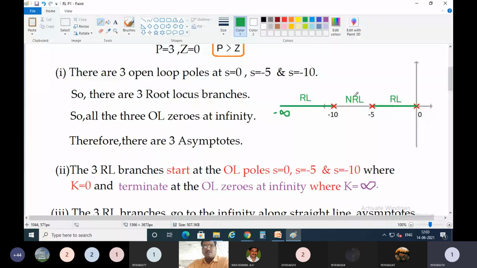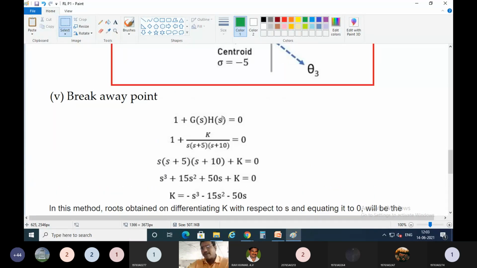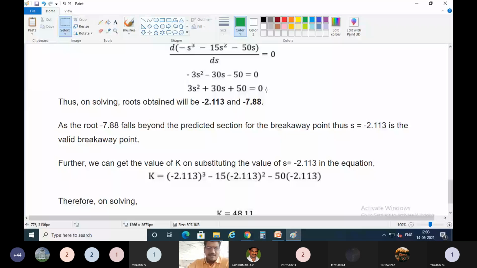So now the breakaway point: what is the breakaway point? Minus 7.88. Is it valid or invalid? Invalid. Why? Because there is no root locus in between minus 5 and minus 10. So there is a valid breakaway point. What is the valid one? Minus 2.113 is the valid one.